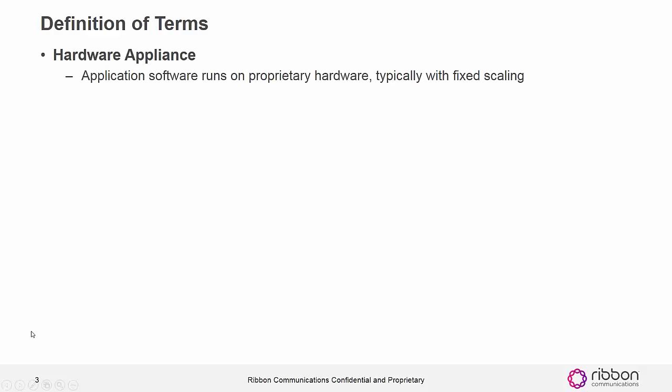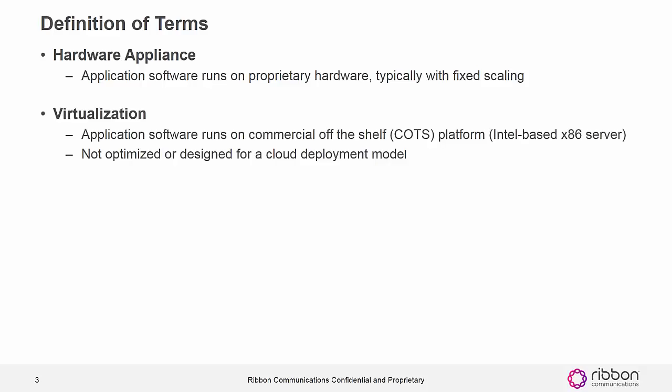So let's start with a hardware appliance. Nothing new here. This is application software running on typically proprietary hardware and typically with a fixed set of scaling that goes with whatever that appliance is capable of providing. Virtualization. Application software running on a commercial off-the-shelf platform, typically an Intel-based x86 server. It's not optimized or designed for a cloud deployment model. What it is, is a virtual version of what was running on that proprietary hardware.